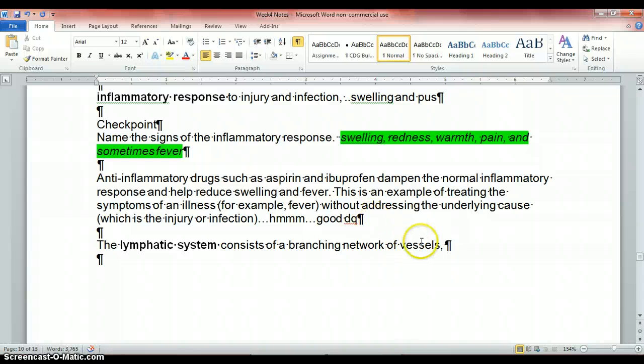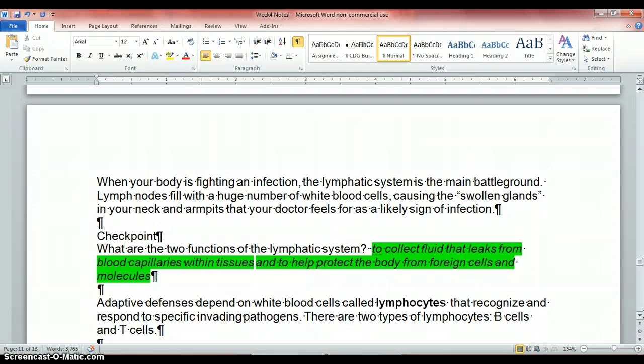The lymphatic system consists of a branching network of vessels. When your body is fighting an infection, the lymphatic system is the main battleground. Lymph nodes fill with a huge number of white blood cells, causing the swollen glands in your neck and armpits that your doctor feels for as a likely sign of infection. I get one on my neck that just hurts.